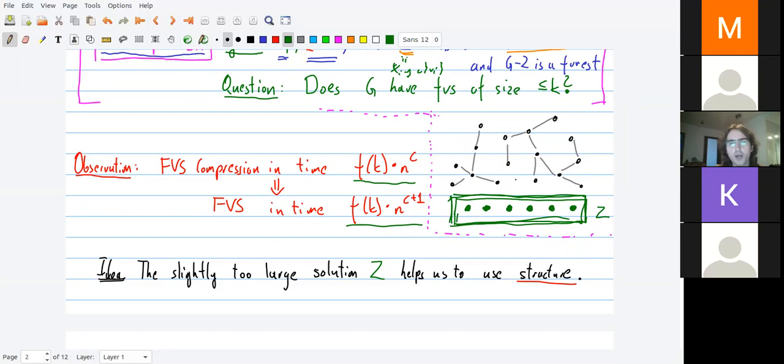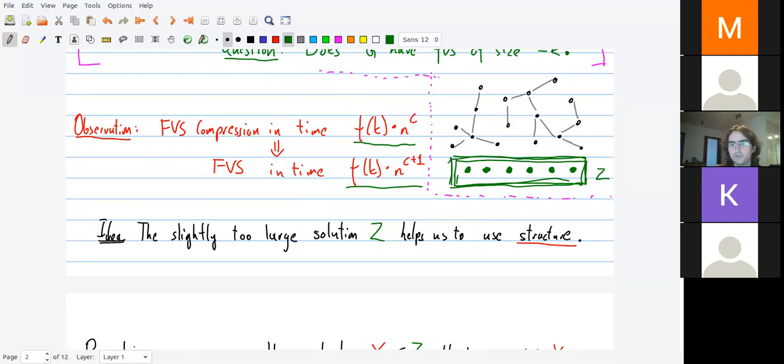Is this strategy clear so far, or are there any questions? Could you go over a bit more explicitly how we use the subroutine to get the full algorithm?